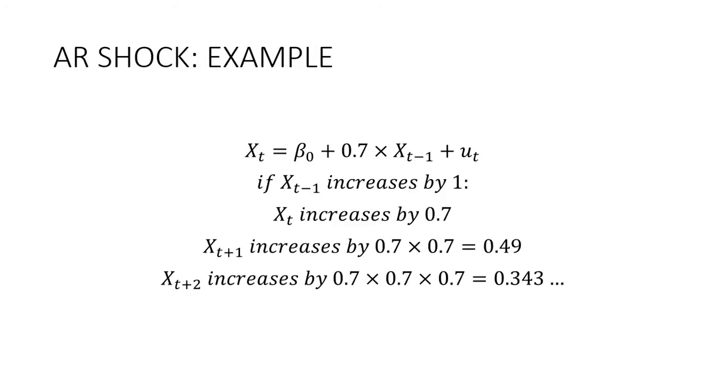Again, you can consider this example. If we assume that the coefficient in front of xt minus 1 is equal to 0.7, and that in period t minus 1 x increases by 1, then xt will increase by 0.7. In the next period, again, we multiply by 0.7. This is our previous value. So xt plus 1 will increase by 0.49, and so on and so forth. As you can see, this effect is persistent, but because the value of the coefficient is less than 1, it diminishes over time.